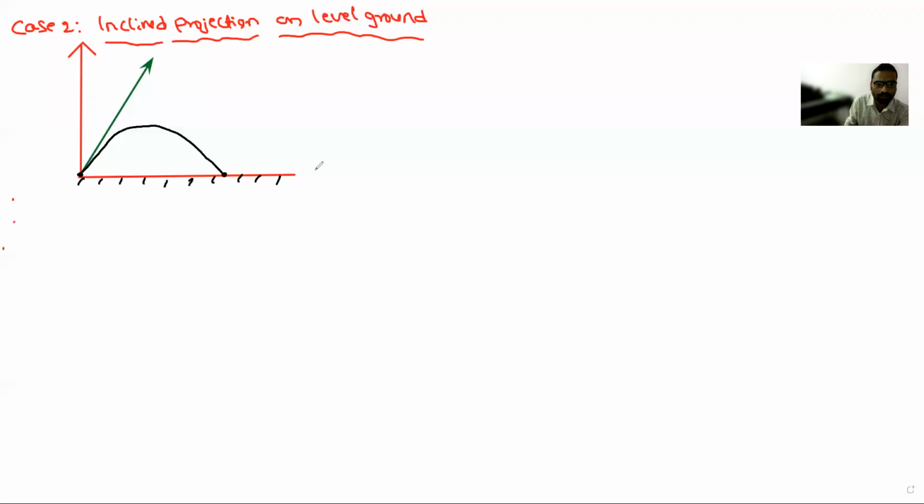This is level ground. Along the horizontal, I am taking x, and along the vertical direction, I am taking y. The particle is projected with a velocity u in the direction of projection, and the angle of inclination is alpha. The starting point I am taking is A, and the point where it touches the ground is called B.